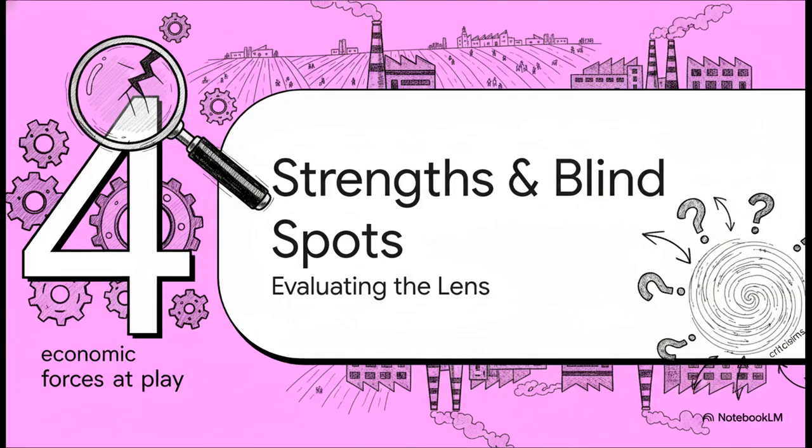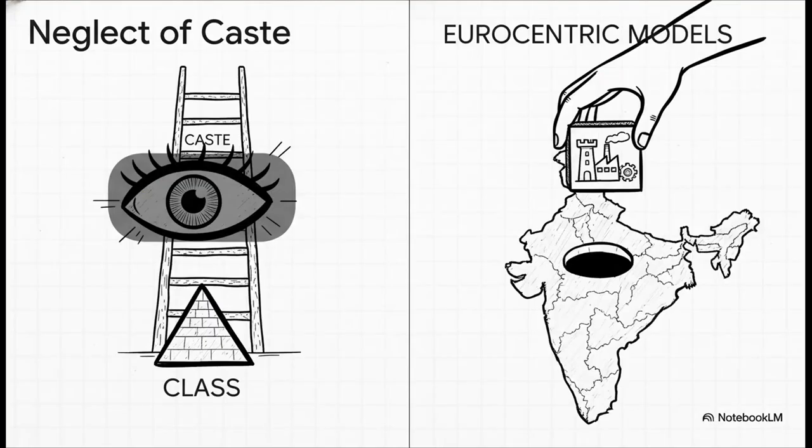So it's pretty clear this Marxist lens shows us a lot about the economic forces shaping history. It's a powerful tool. But like any lens, if you look through it too closely, you can develop some pretty big blind spots. So let's take a quick, honest look at some of the major criticisms that have been leveled against this entire approach. So, two big critiques really pop up again and again.